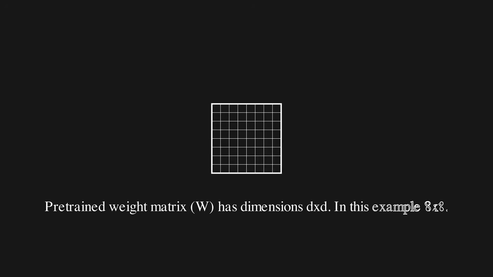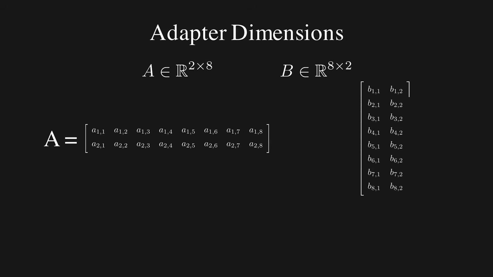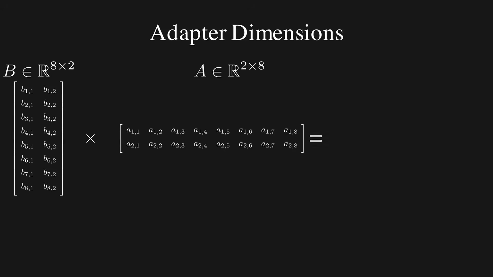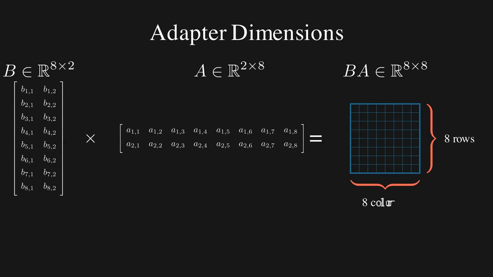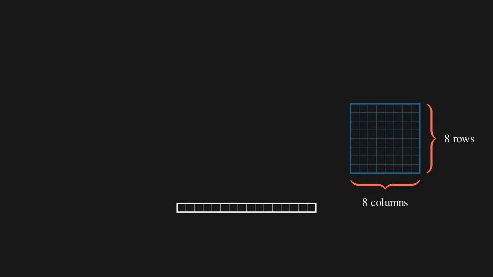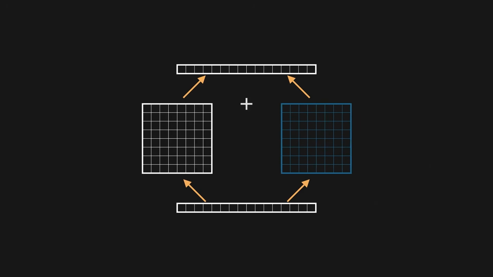But there's a problem. The dimensions of the weight need to match the original white pre-trained weights in order to add them together. And remember, these are 8 by 8. If we look at the dimensions of A and B here, they don't quite match. How do we fix this? Well, if you multiply matrix B by matrix A, you end up with matrix BA, which just so happens to have 8 rows and 8 columns, a match for the original pre-trained weights. If you then add these weights to the original pre-trained weights, you're able to get the benefit of a fine-tuned adapter with half the parameter updates of a full fine-tuning run. You'll realize later on though that if you make rank too high, it can end up being more costly than a full fine-tuning run. So setting rank to an appropriate value is important.